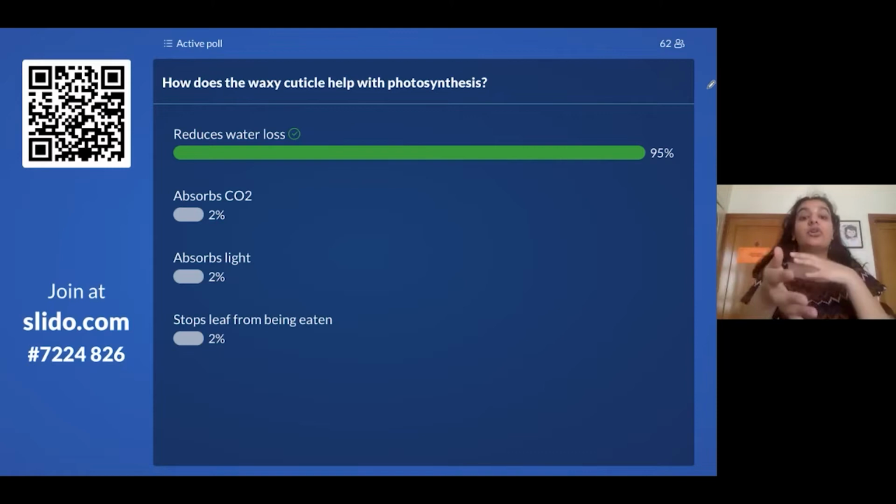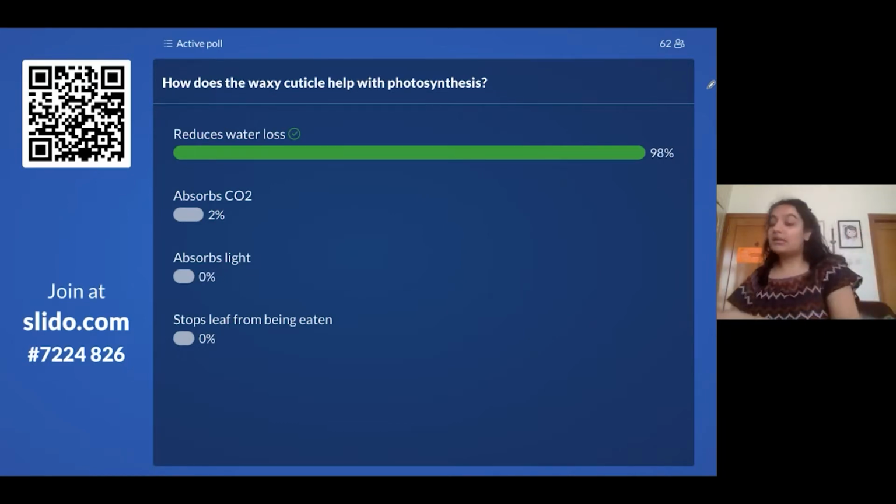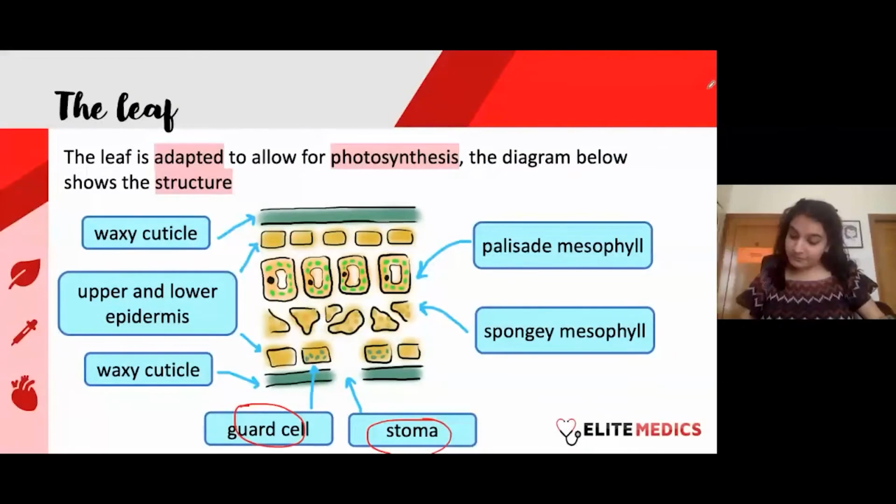And reducing water loss helps with photosynthesis because, as you can remember, if you go back to the equation for photosynthesis, water is one of the reactants. So carbon dioxide reacts with water to then give us the products of photosynthesis. So we need as much water as we can get within the leaf. Okay, great.